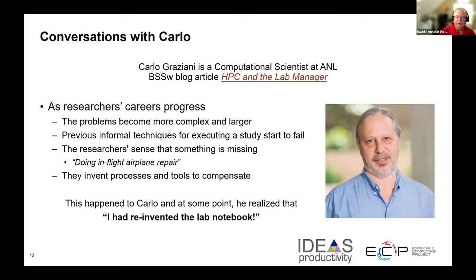And so we go back to this blog article that Carlo Graziani wrote, and he observed that as researchers progress in their careers, they typically deal with problems that become larger and more complex. You're trying to do computational experiments and things become larger and more complex, and the techniques that you had figured out to manage the data and information you're producing start to fail. You have the sense that you're missing some data or you're having problems. Carlo likened it to doing in-flight airplane repair, trying to fix up your methodology as you're doing this experiment and you're under a deadline and all this kind of stuff.